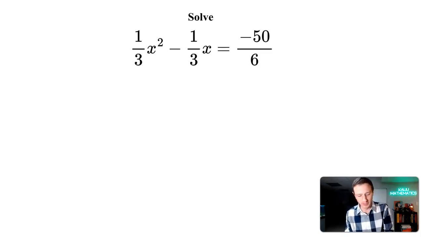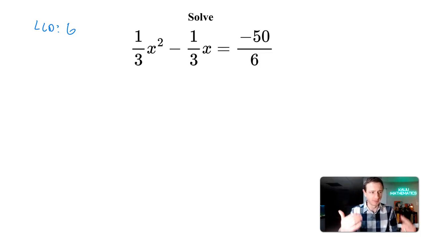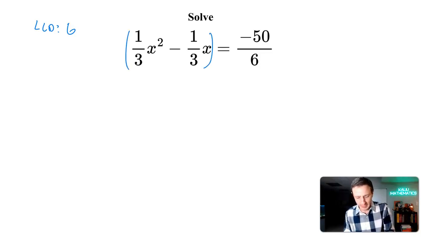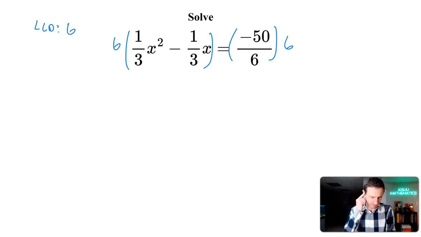So what I want to do is multiply by the LCD of 6. I'm going to just clear out these fractions, and then we can rethink about this and reset. So I'm going to multiply everything by 6. And the reason I'm picking 6 is because I have a 3 and a 3 and a 6. So 6 divided by 3 would clear that out, and then 6 over 6 would clear that out.